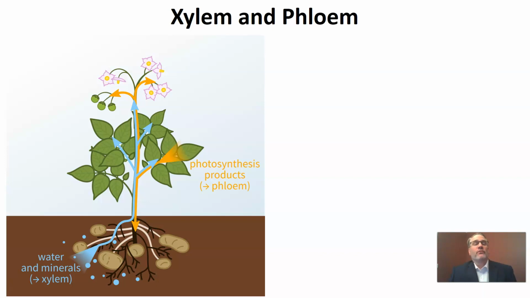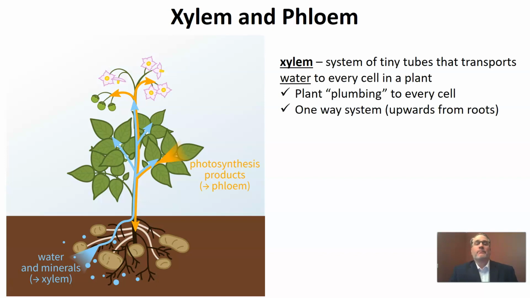So two transport systems. The first transport system that I want you to think about is something called the xylem. Okay? So the xylem, it says, is a system of tiny tubes that transports water to every cell in a plant. So this is the water transport system. Of course, water is absorbed at the roots. It's going to travel through this system of tiny tubes. It will travel up through the stem, travel into all the leaves.